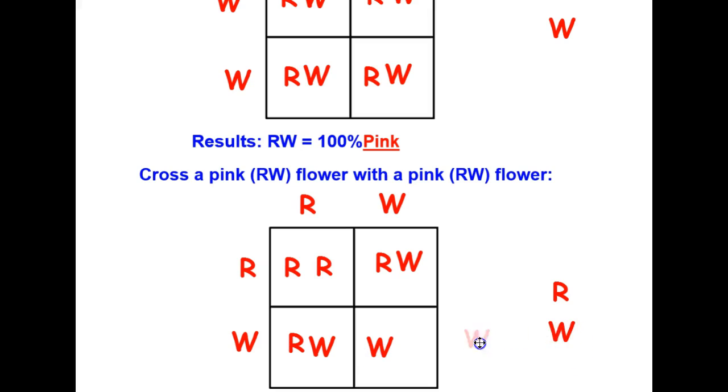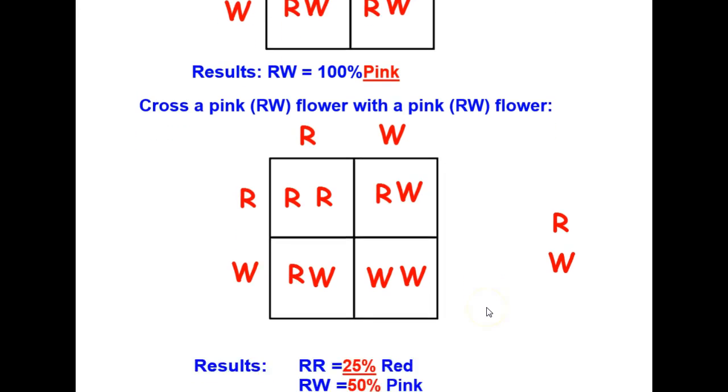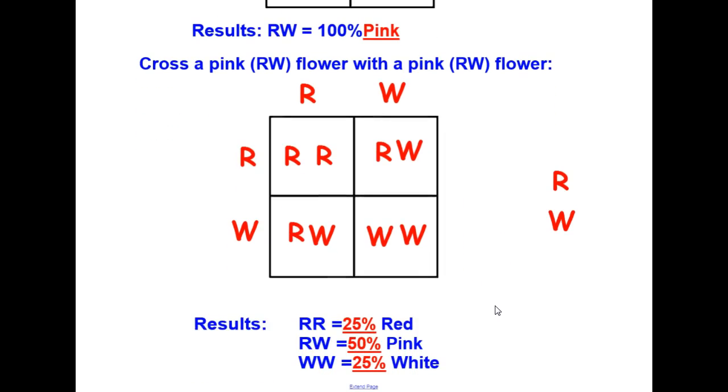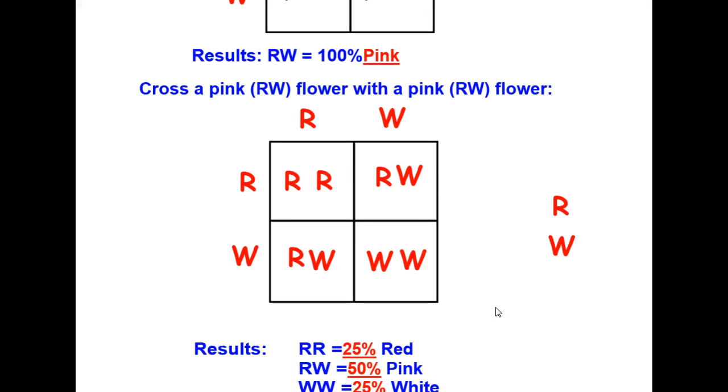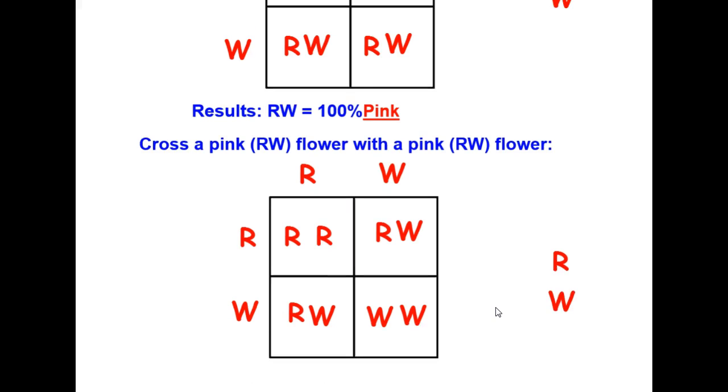So what do we end up with? Well, you can see we have 1 out of 4 that would be red, 1 out of 4 that would be white, and 2 out of 4 that would be pink. So we have 25% of our population would be red, 50% would be pink, and 25% would be white. This concept is incomplete dominance.